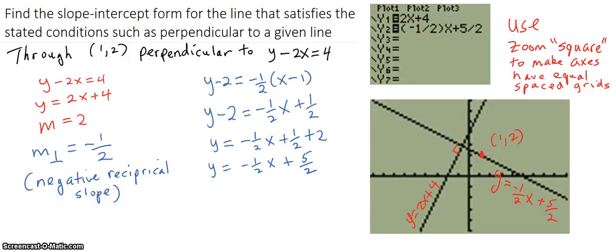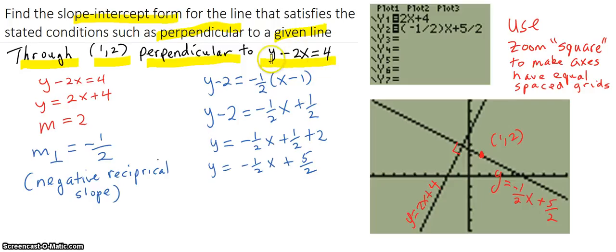Find the slope-intercept form for the line that satisfies stated conditions, such as perpendicular to a given line through a point. So these instructions are, we need the line to go through (1, 2) perpendicular to the line y minus 2x equals 4.